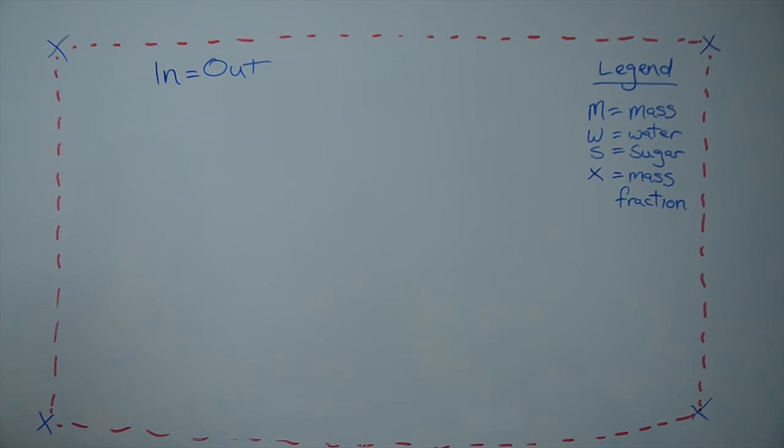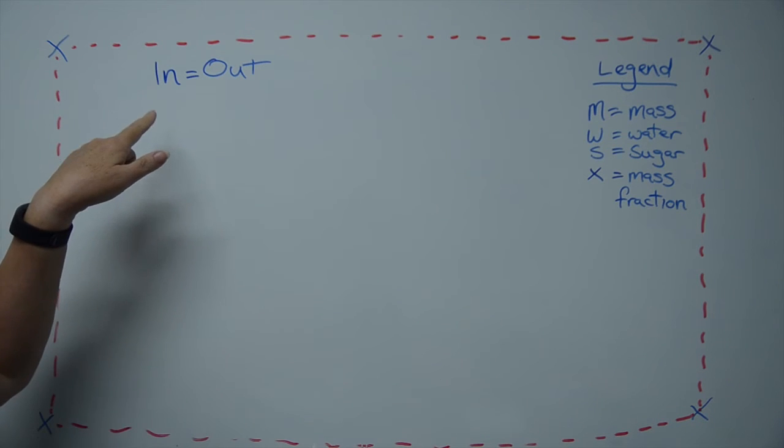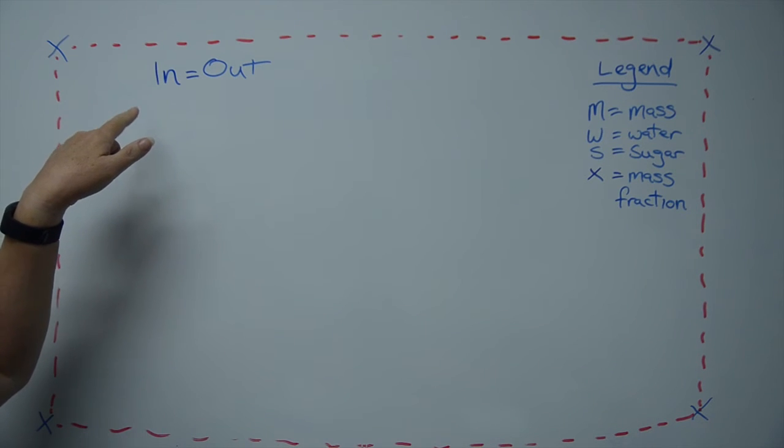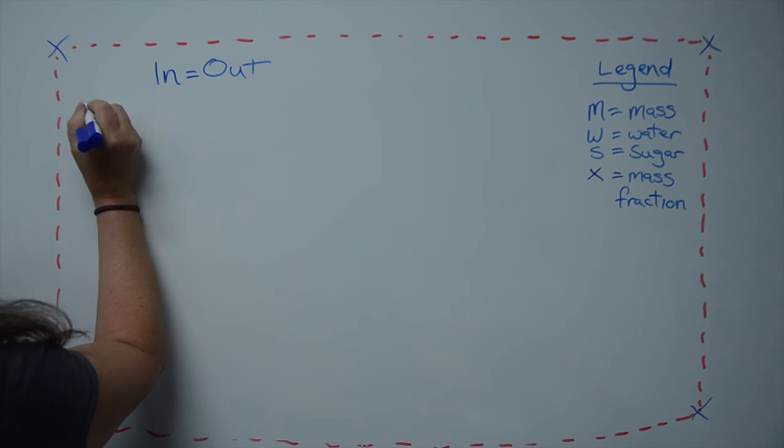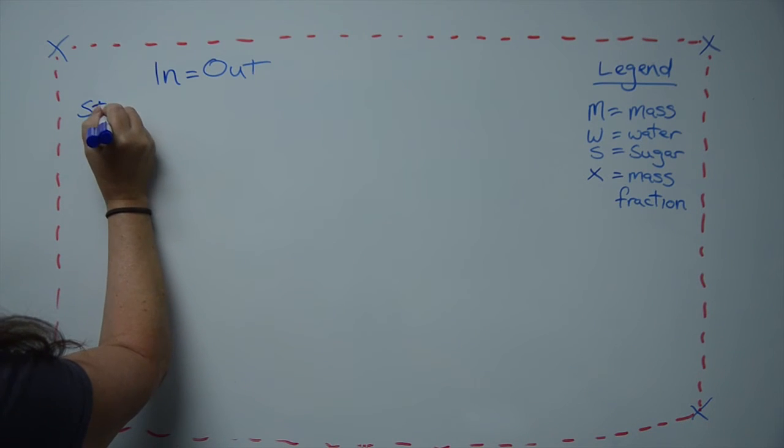Okay, so let's move on to doing the calculations, and you'll see that I've moved our legend over a little bit to give us a bit more room, and I've simplified our mass balance equation to in equals out, and we'll keep that up the top there. So we're going to go and have a look at stream 1 first. So let's write that in.